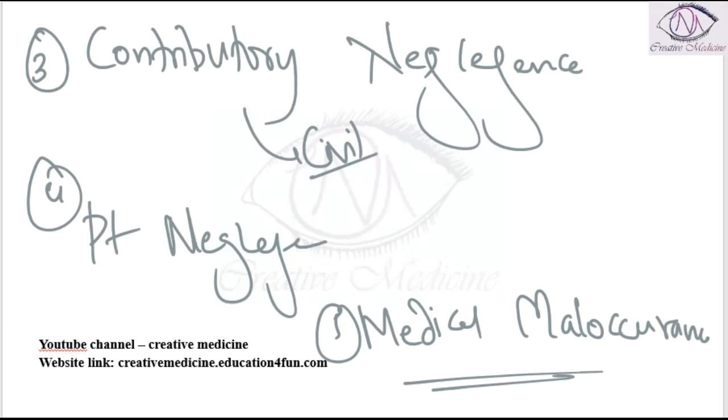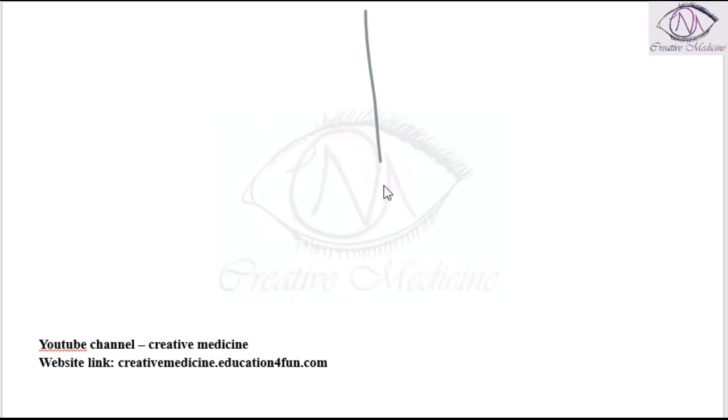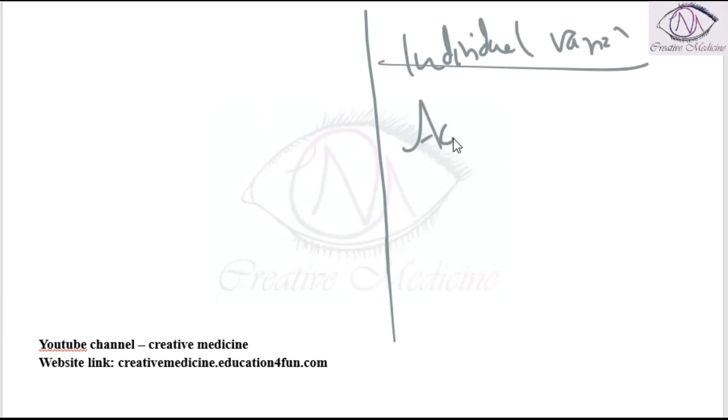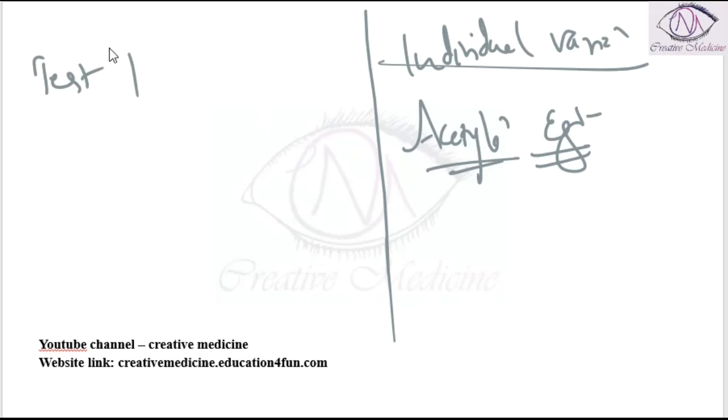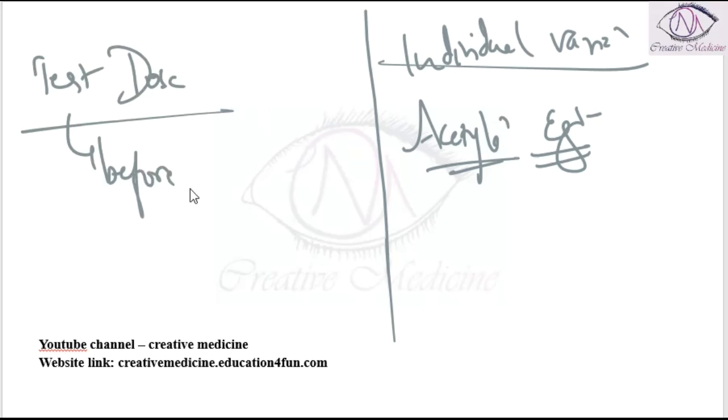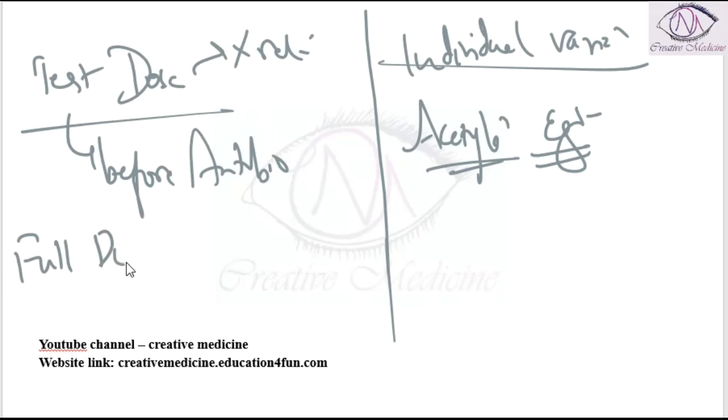For example, sometimes because of individual variations, the drug or procedure may not have worked. For example, a test dose is given to a patient before an antibiotic, and there is no reaction to the test dose. So, the full dose is given to the patient, for which the patient develops a reaction. So, this is medical maloccurrence.